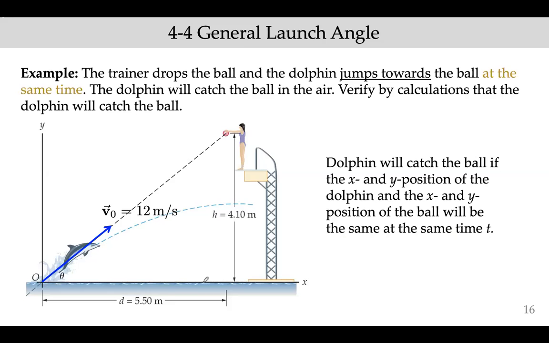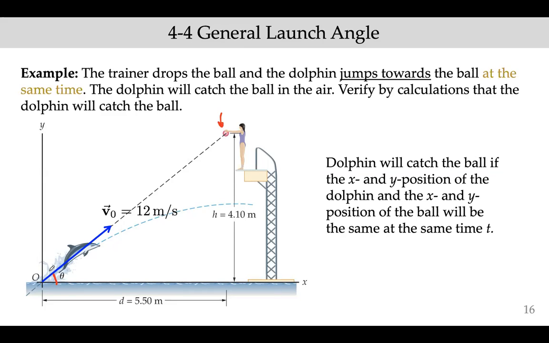Okay, let's move to this example now. In the previous examples, we had 0 launch angle, but here we are moving to general launch angles. So in this case, the dolphin will jump with a certain launch angle, theta. The trainer drops the ball, and the dolphin jumps towards the ball.